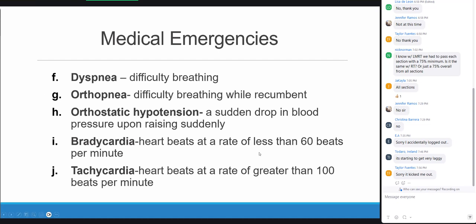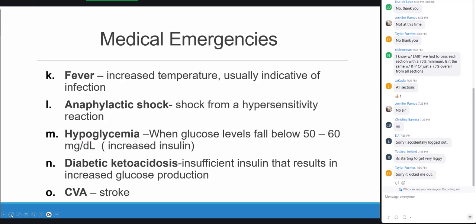Bradycardia is when the heart beats at a rate less than 60 beats per minute. Tachycardia, greater than 100 beats per minute. Fever is an increased temperature, typically indicates an infection. Then we have anaphylactic shock. This is a result of a hypersensitivity to a substance.